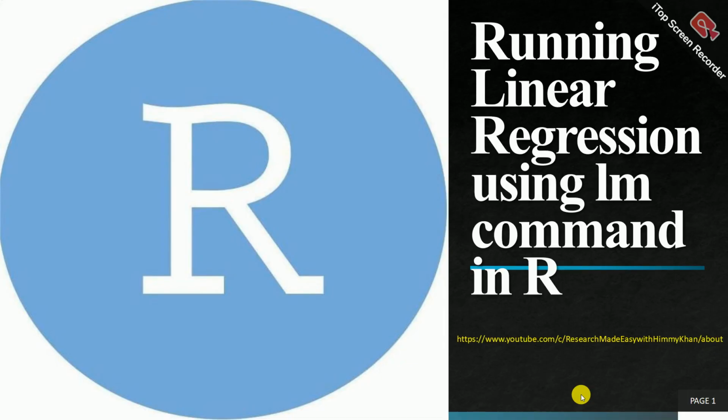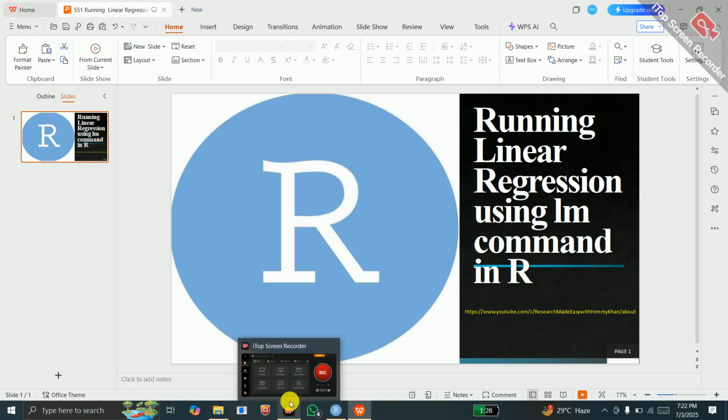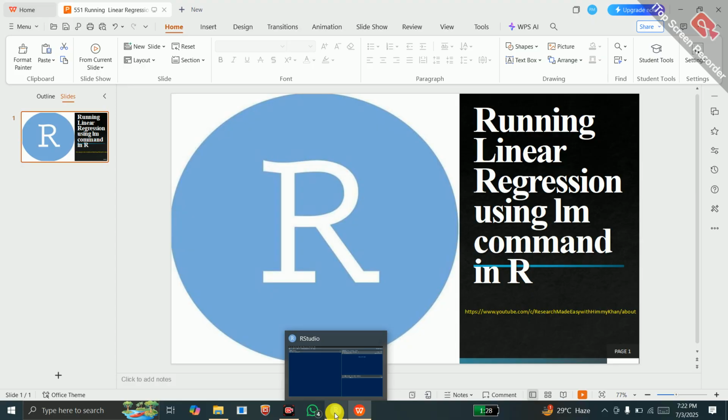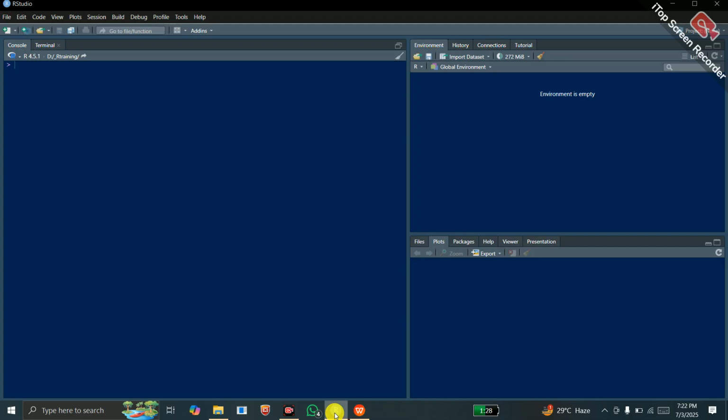Students, colleagues, and friends. In this video, I will use the lm command to run linear regression in R software. In the previous video, video number 550, I used the regression command to run linear regression. As I mentioned, in this video I'm going to use the lm command to run linear regression in R. Kindly watch this video up to the end so that you could learn the complete procedure of running linear regression using the lm command. So let me start with R.